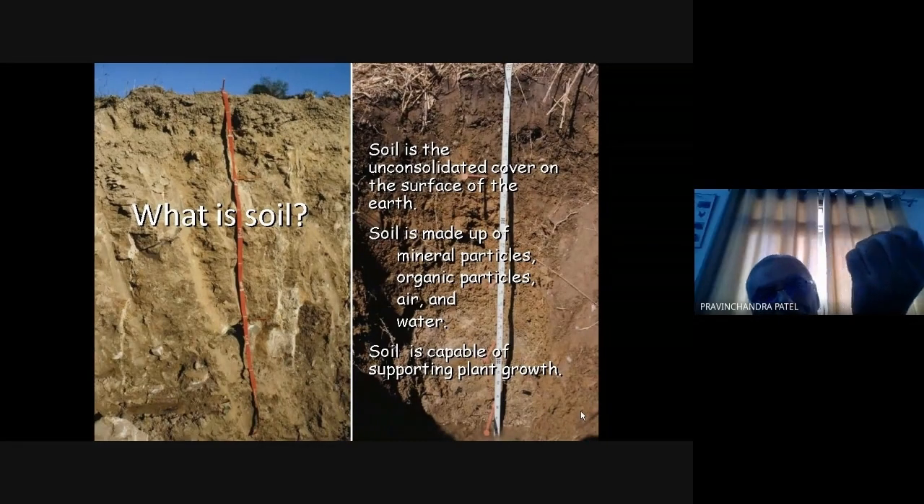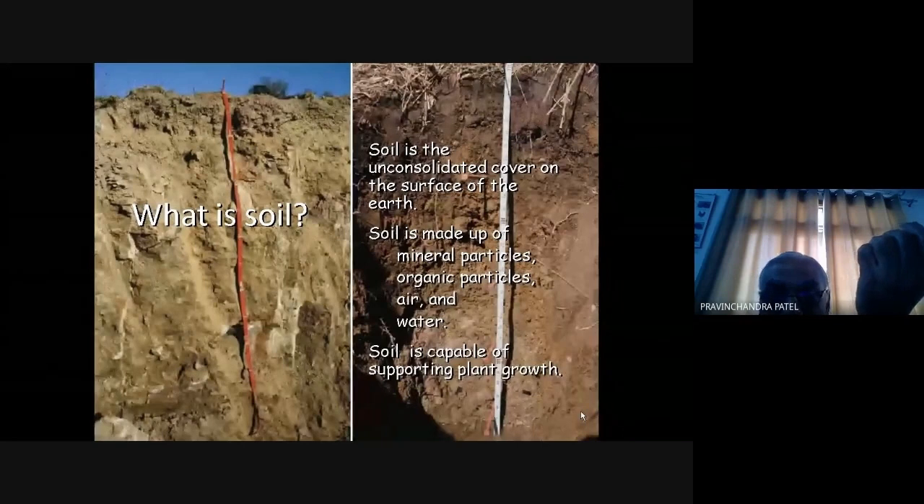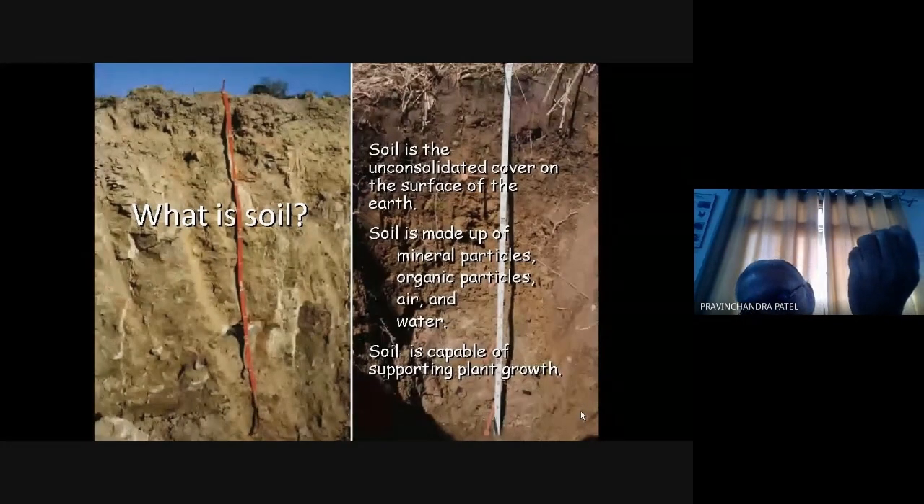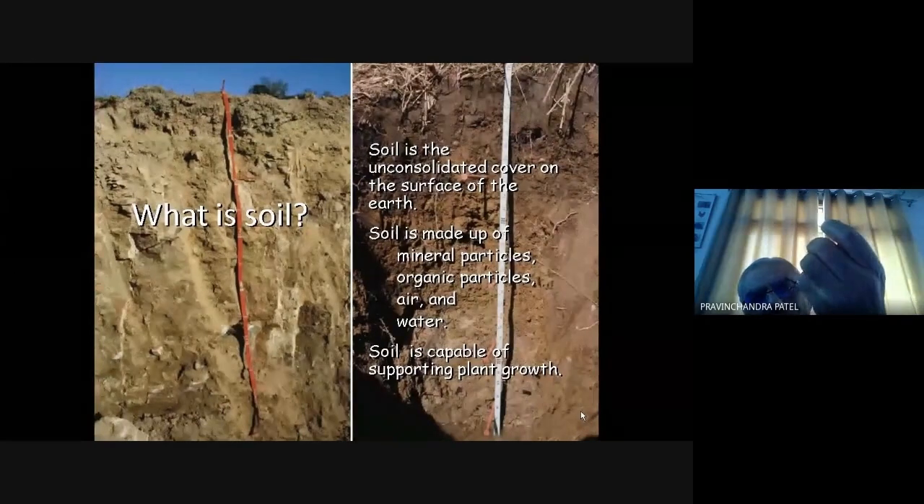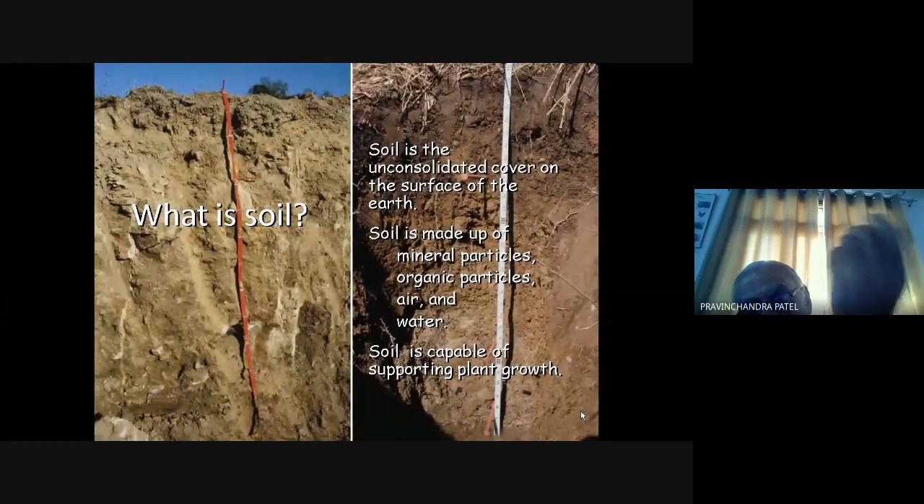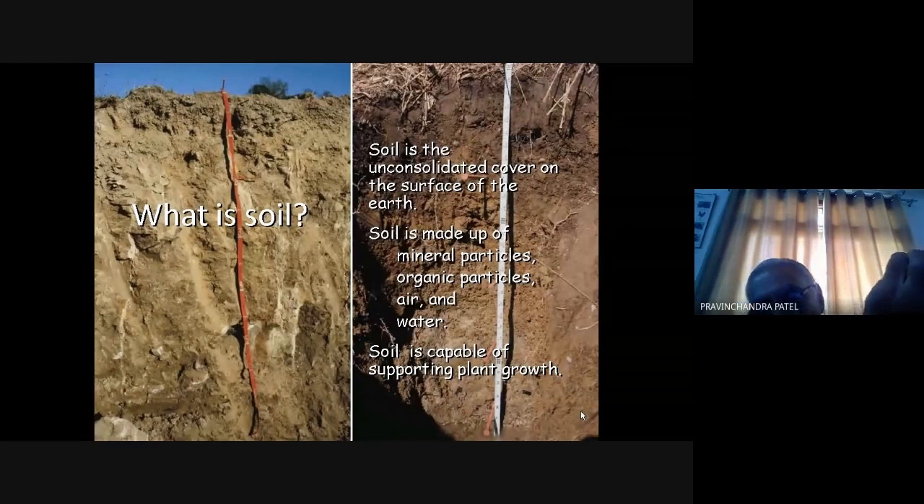So soil is the unconsolidated cover on the surface of the earth. So soil lying on the earth's surface. Soil is made up of mineral particles, organic particles, air and water. So I told that soil is composed of mineral particles, organic particles, air and water. Soil is capable of supporting plant growth.